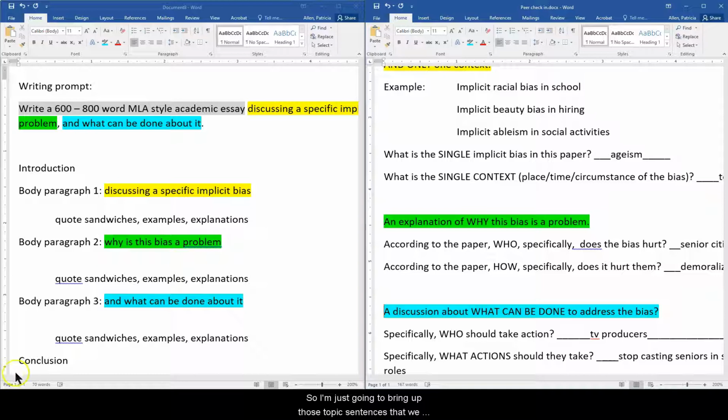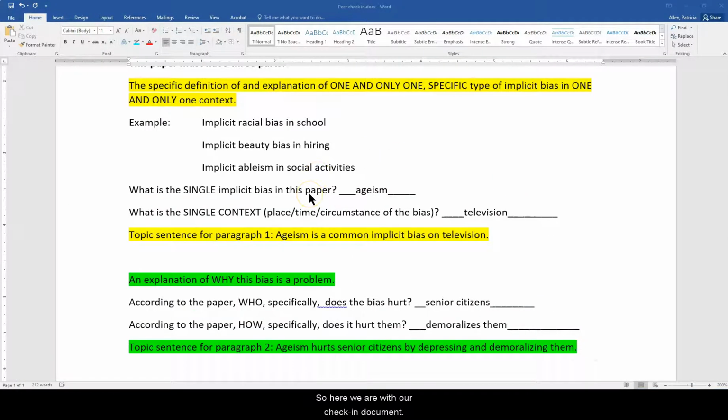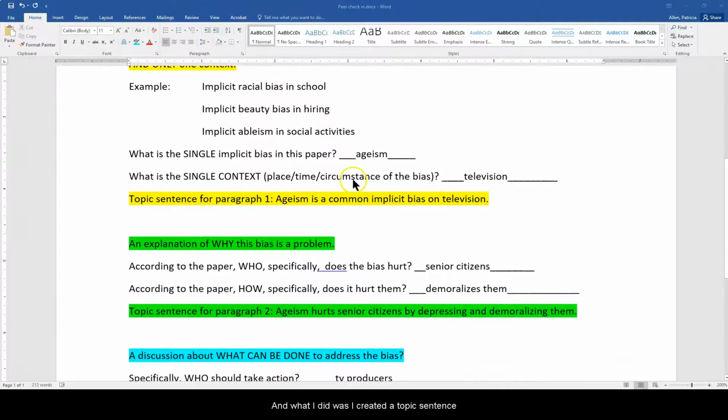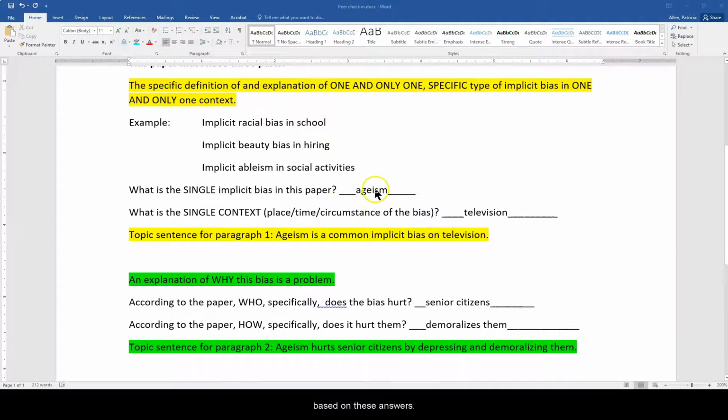So I'm just going to bring up those topic sentences that we came up with in class. So here we are with our check-in document. And what I did was I created a topic sentence for each paragraph based on these answers. If my whole paragraph is explaining one specific type of implicit bias, then I have to talk about these things in my paragraph. So here's my first topic sentence. Ageism is a common implicit bias on television. I took ageism and I took television and I just combined those things together into this one topic sentence.